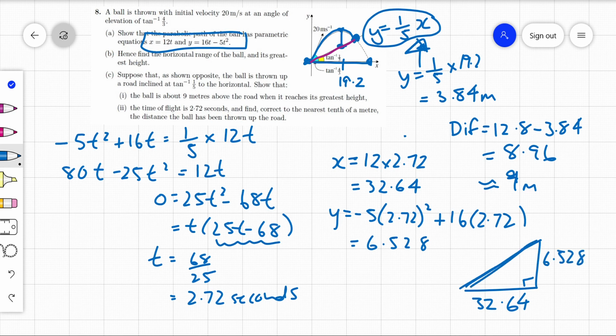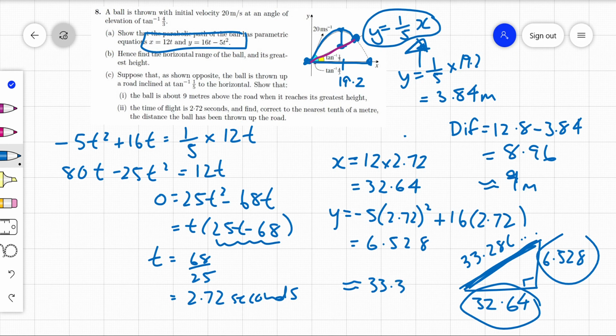And we're trying to find this distance here, so we're just using Pythagoras. So the square root of that squared plus that squared should give us the distance the ball has been thrown up the road. So when we do that, we get 33.286, something like that. So approximately equal to 33.3, so it's just one decimal place. So 33.3 meters up the road. You can set it out better than I can. All right, hope that helps.